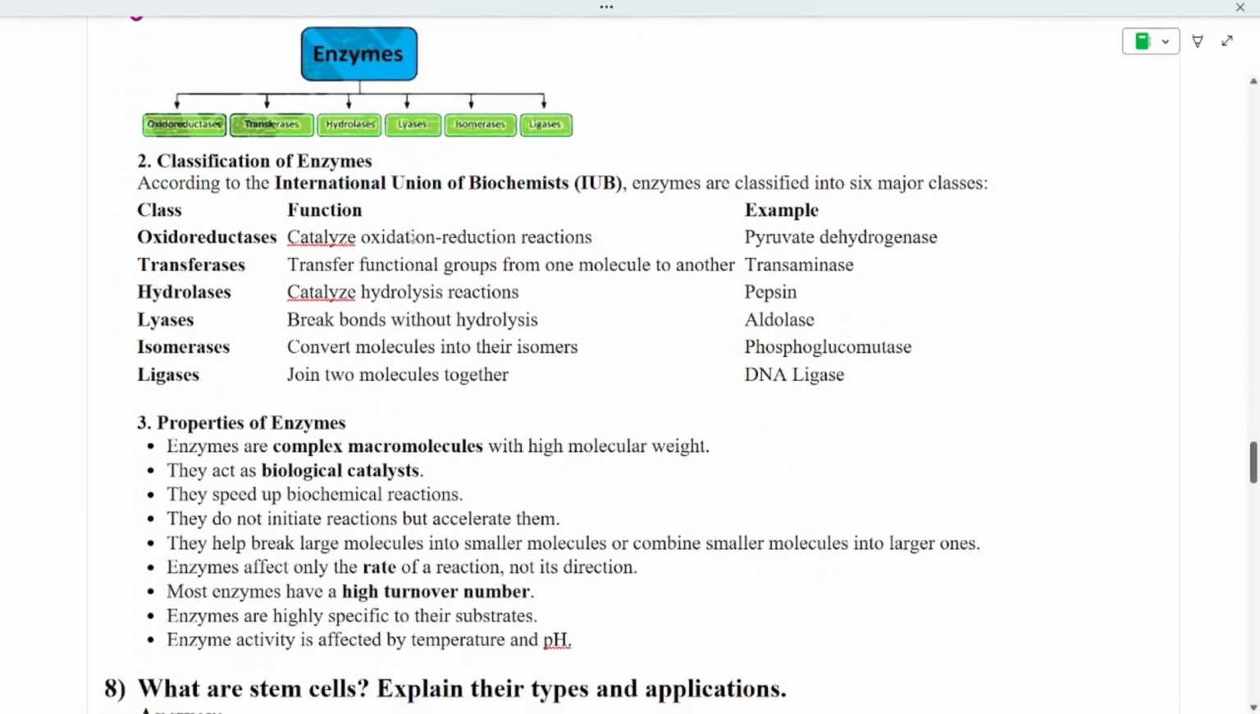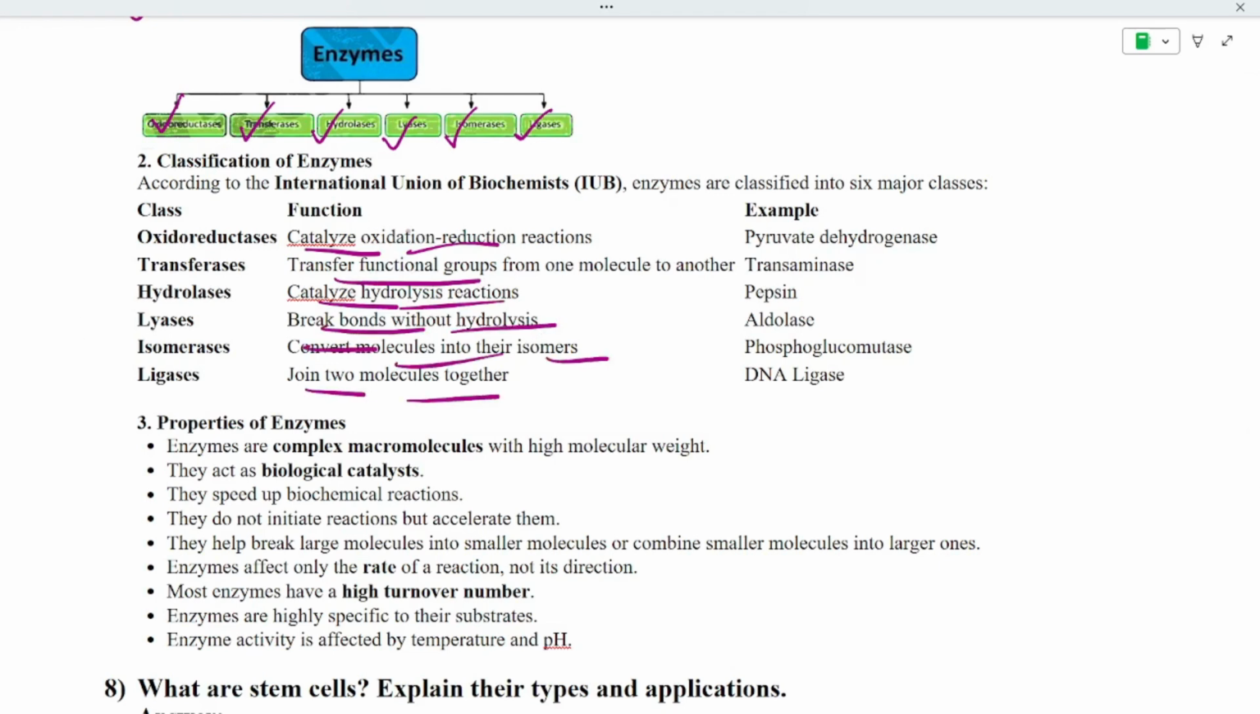Next you can see classification: oxidoreductases, transferases, hydrolases, lyases, isomerases and ligases. I have given all the examples. They catalyze oxidation and reduction reactions, transfer functional groups, catalyze hydrolysis using water, break bonds without hydrolysis, convert molecules into isomers, and join two molecules together.